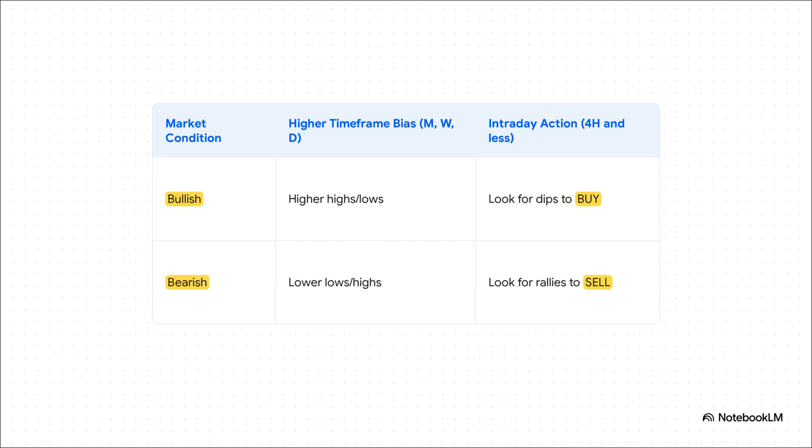If the big trends on the monthly, weekly, and daily charts are all bullish, price making higher highs and higher lows, then on our intraday charts we should only be looking to buy. We wait for a dip into a discount, find our bullish order block, and trade in sync with that dominant trend. It's really that simple. We completely ignore any and all sell signals.